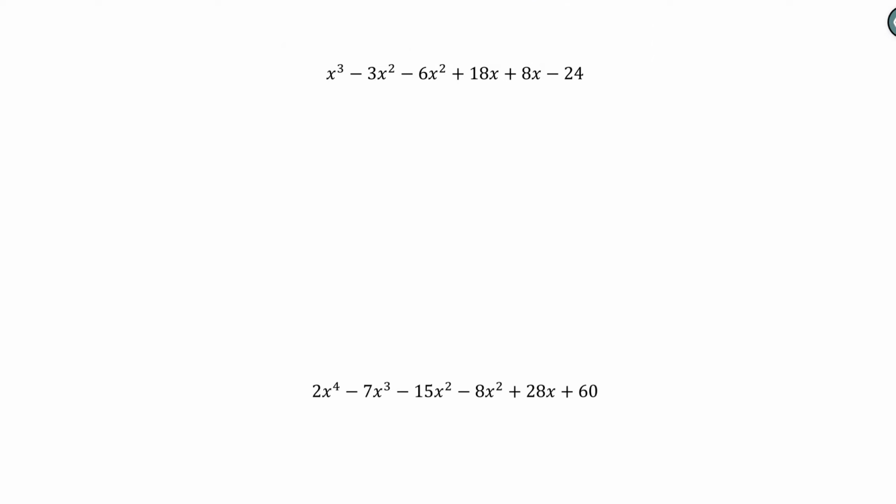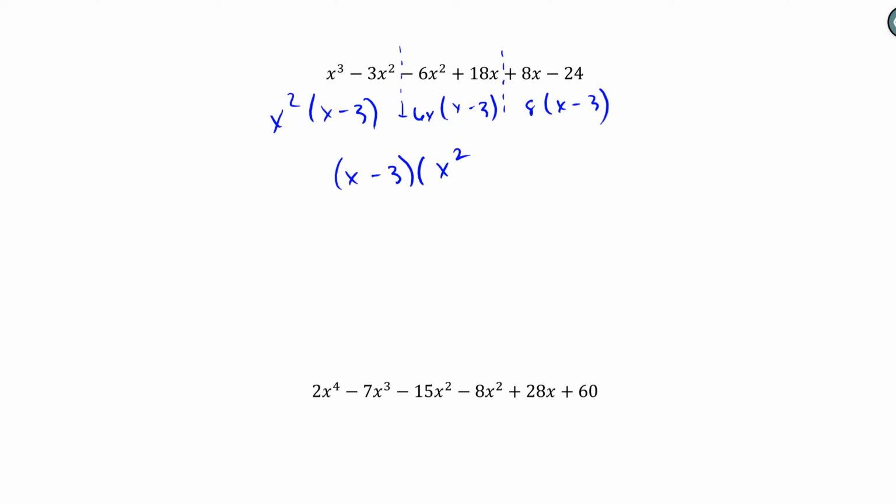For the next one, we have grouping again, 6 terms. Remember, 6 terms could either be broken apart into 3 groups of 2 or 2 groups of 3. I'm going to choose to go 2 each so that I can keep my exponents in the right pattern. So that's going to be x squared, x minus 3, negative 6x, x minus 3, and 8, x minus 3. So that's going to have a common term of x minus 3, x squared minus 6x plus 8, which is still factorable because I know that negative 4 and negative 2 multiply to make 8, but add to make negative 6.